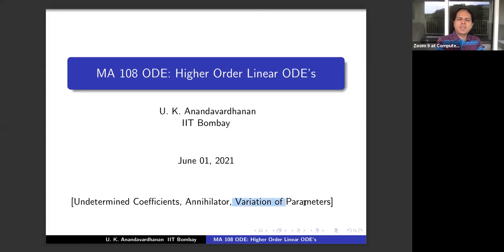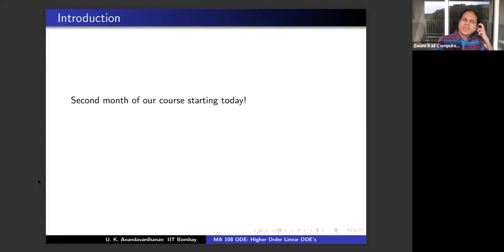Then variation of parameters is again something you have seen, but we will do it in nth order. One advantage is that I don't need the coefficients to be constants; more generally, it will work. Let's do all this today. As I told you before I started recording, it's June, May is over, so this is the second month of our course, and I think at the end of this month will be your exams, right? June end, yes sir. So more than half the course is over.